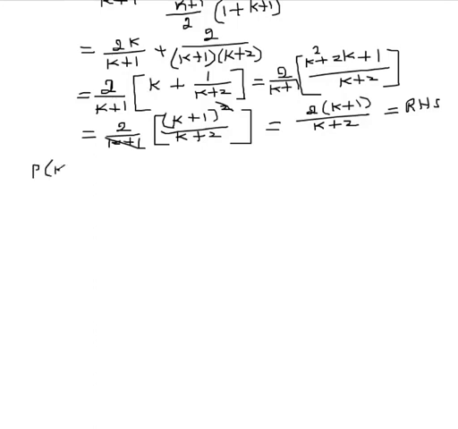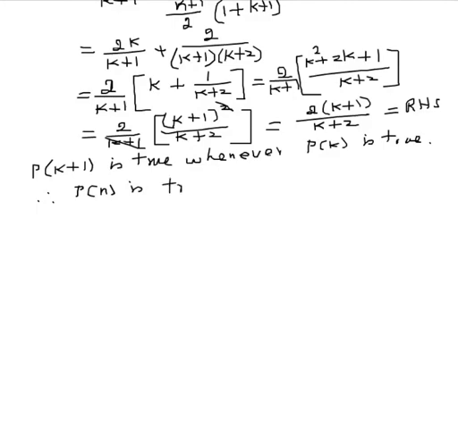Therefore, p of k plus 1 is true. But remember, we have proved p of k plus 1 assuming that p of k is true. So you have to write that p of k plus 1 is true whenever p of k is true. Therefore, p of n is true for all n belonging to capital N.